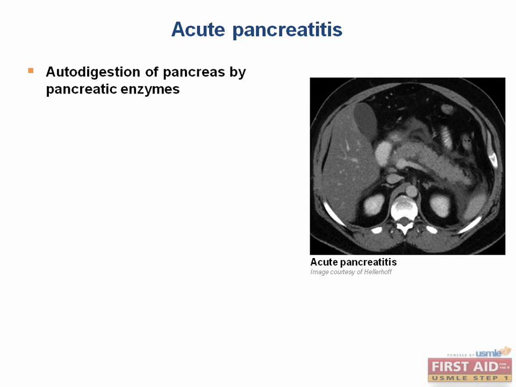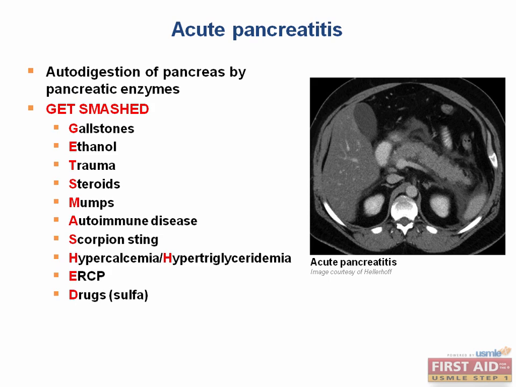On to pancreatitis. Pancreatitis is characterized by the autodigestion of pancreatic tissue by pancreatic enzymes. There are many causes which are summarized by the mnemonic "get smashed." However, the most common causes are the first two, gallstones and alcohol. The other causes do occur, but rarely, so make sure you know about gallstones and alcohol, and then study the rest.